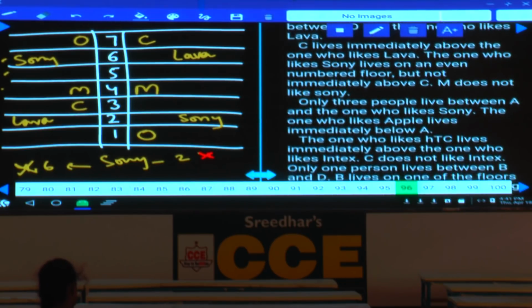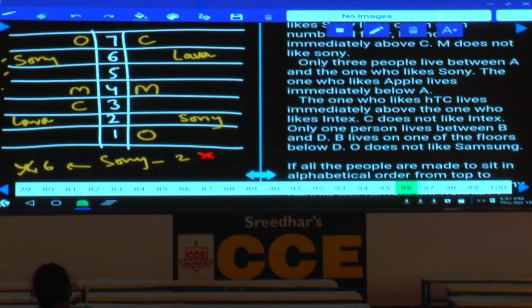The next one. Only 3 people live between A and the one who likes Sony. Between A and the one who likes Sony, there must be exactly 3 people. Hence, in the first case, A must be on the 6th floor, and between Sony and A there must be exactly 3 people. Hence, A must be on the 2nd floor.